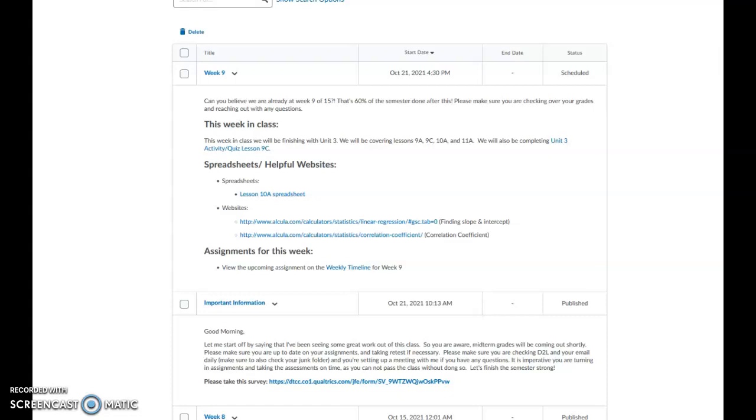This week in class, we'll be covering lesson 9A, 9C, 10A, and 11A. We will also be completing the Unit 3 activity lesson quiz 9C. For class this week, you will need the lesson 10A spreadsheet.